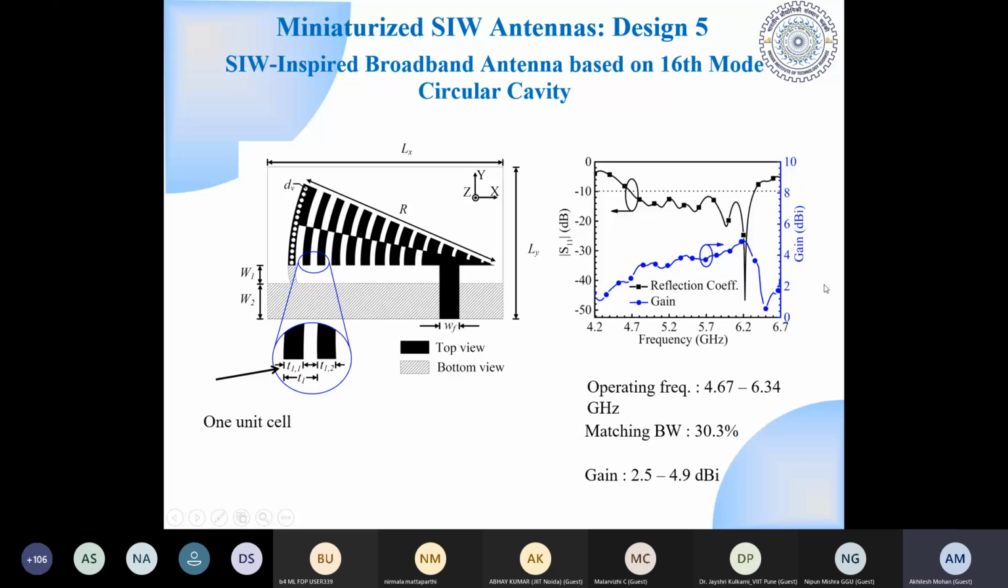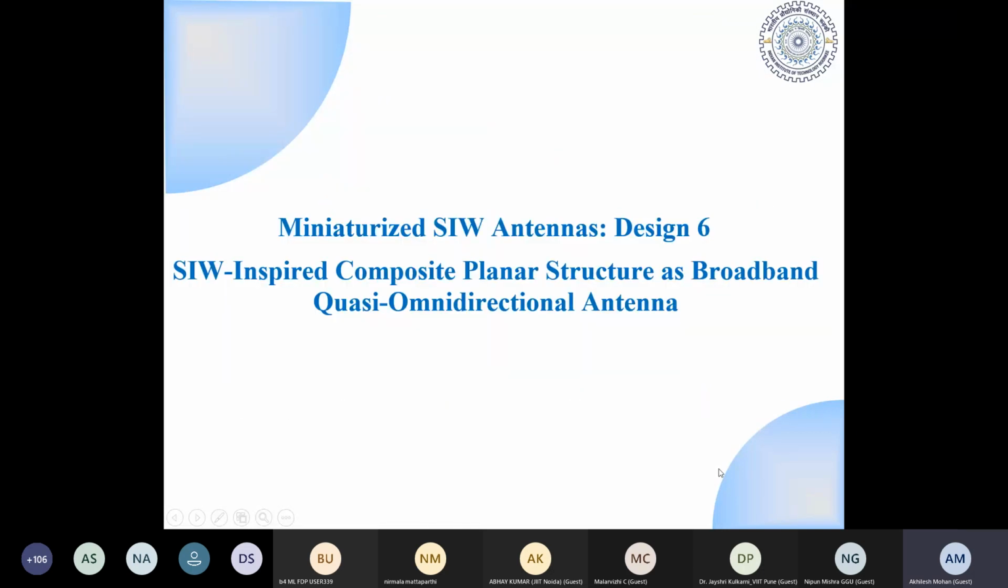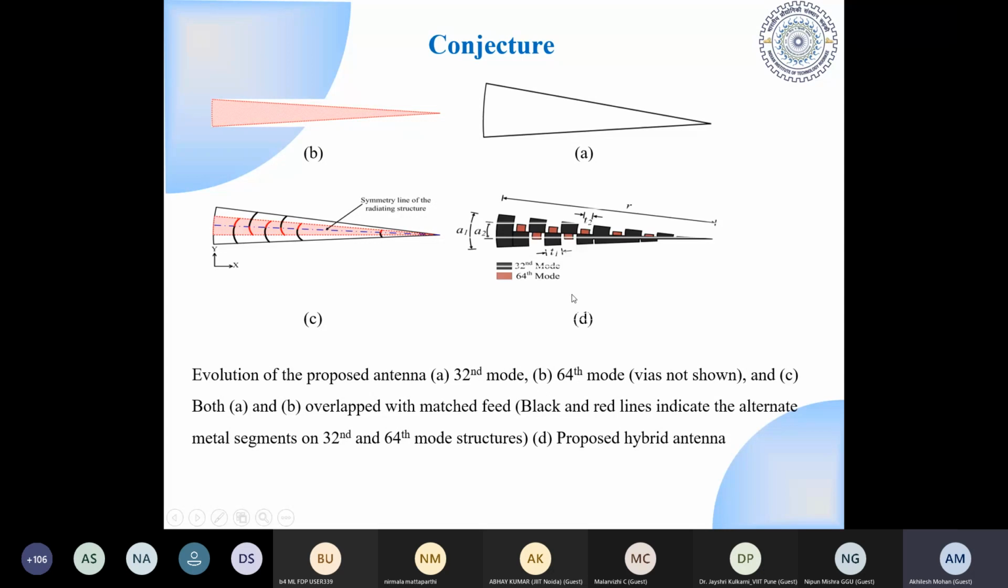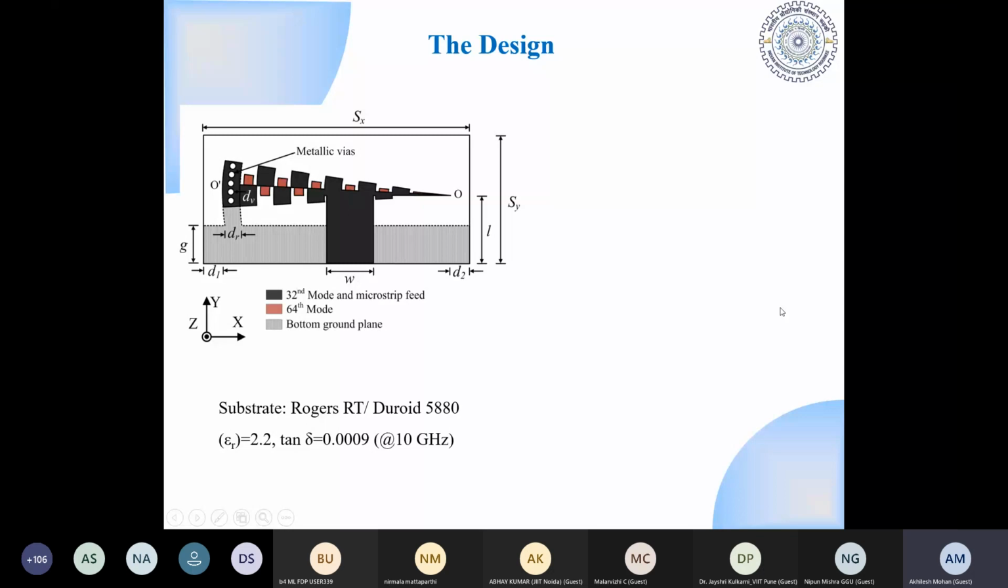Further, for achieving broadband, we combined the 32nd mode and the 64th mode. This was our conjecture: we have this structure, this is the 64th mode, this is the 32nd, and we combine these two. So we come up with this type of structure. This is the hybrid structure combining the properties of both, with the interdigital capacitance here. It is basically a combination of the 32nd and 64th mode. Not going into detail, just the design chart.